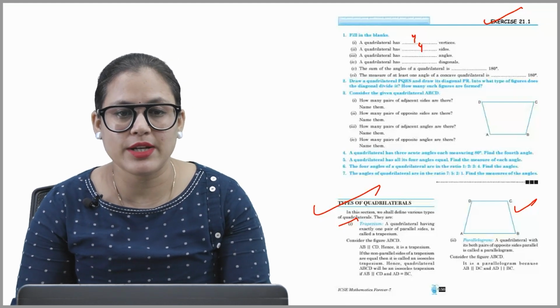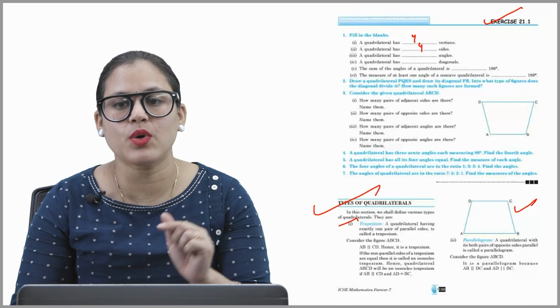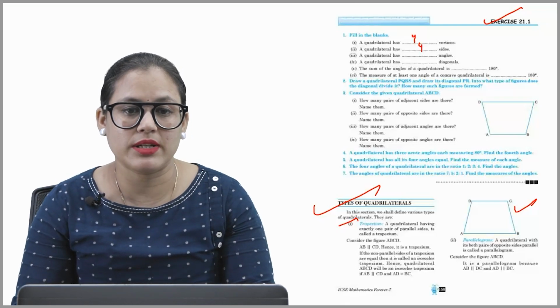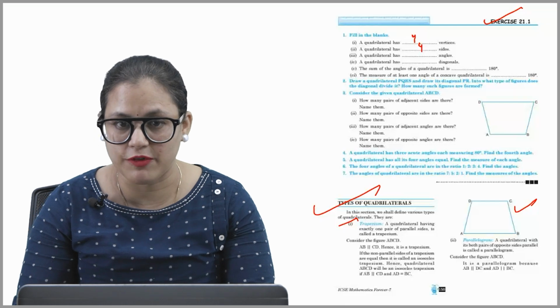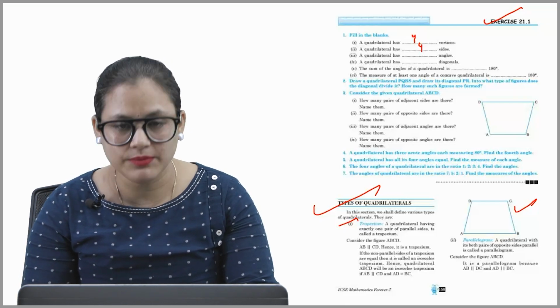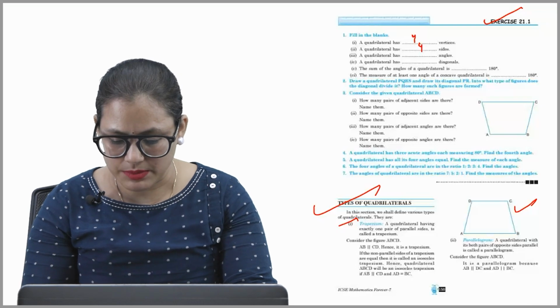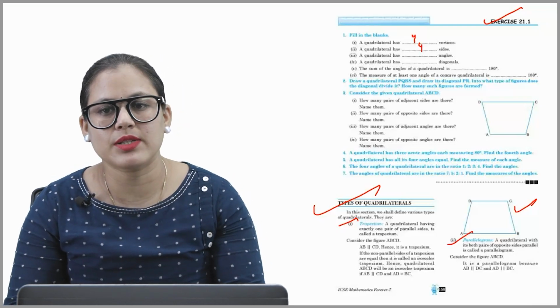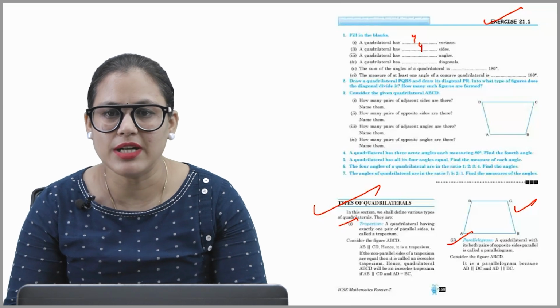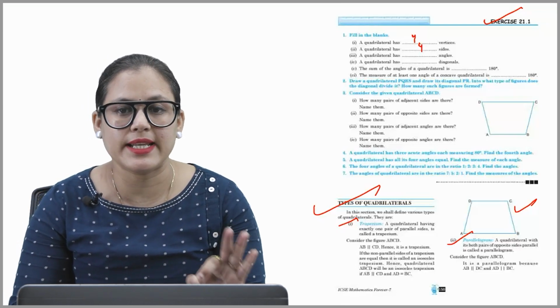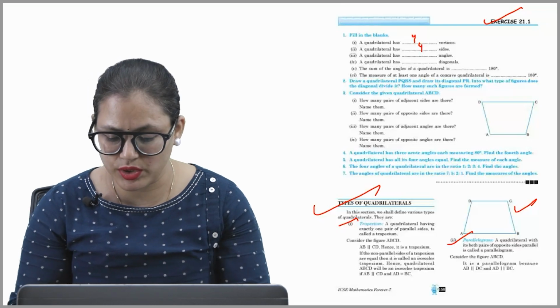If the non-parallel sides of a trapezium are equal, then it is called an isosceles trapezium. Hence, quadrilateral ABCD will be an isosceles trapezium if these 2 sides are parallel and these 2 sides are equal, right? Number 2 is parallelogram. A quadrilateral with both pairs of opposite sides parallel is called a parallelogram. Consider the figure ABCD. It is a parallelogram because AB is parallel to DC and AD is parallel to BC. Okay, the figure is given on the next page.